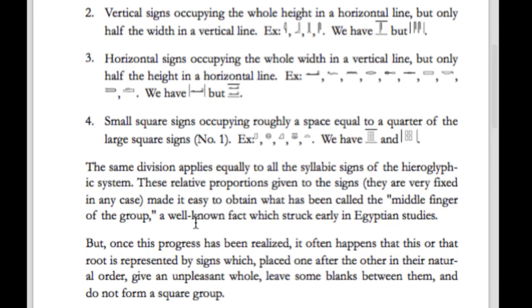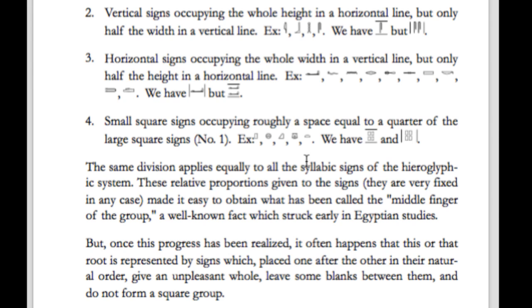And I'm making that a point. Number 4, small square signs occupy roughly a space equal to a quarter of the large square signs. By large square, he's talking about the quadrants, these imaginary squares or rectangles that the scribes drew and outlined when they carved. So these smaller glyphs only represent 1/4. That means you could fit 4 of these in one area, whether it's a row or a column, because they only represent 25% or 1/4 of the space.